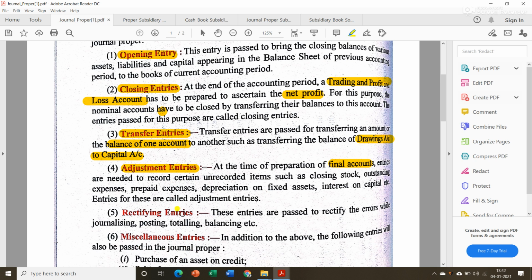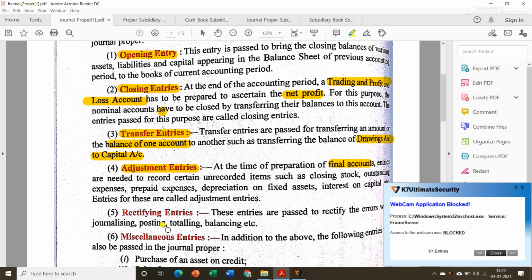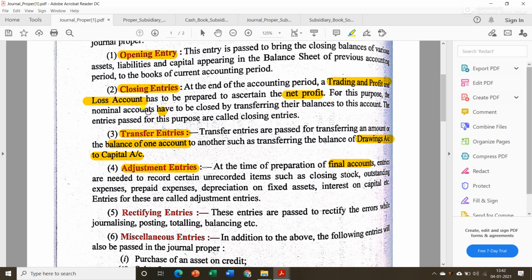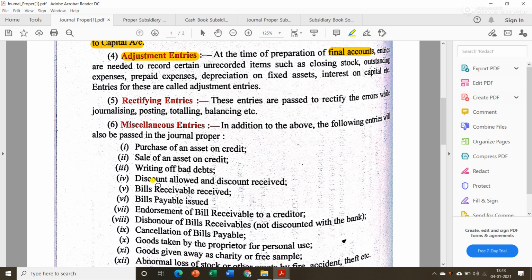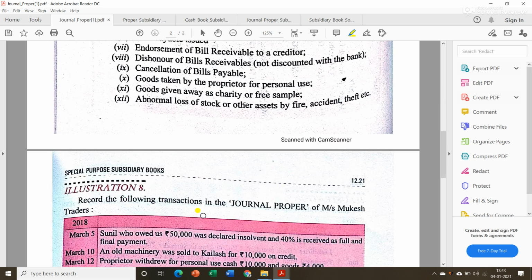Then rectifying entries. Suppose while preparing our final books we have made any mistake, then to minimize the error for those wrong entries, we will pass one rectifying entry. This you will understand when we solve trial balance errors. Okay, that is a separate chapter. Then there are miscellaneous entries. You can give a reading to these points.